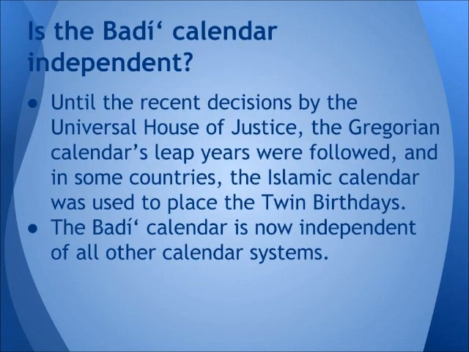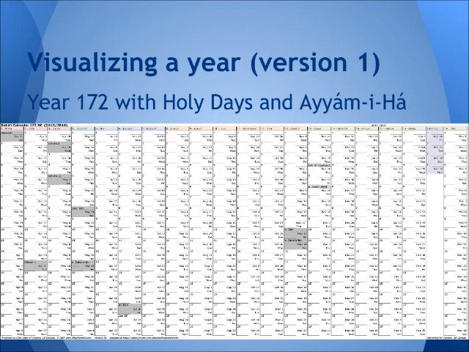Until the recent decisions by the Universal House of Justice, the Gregorian calendar's leap years were followed, and in some countries the Islamic calendar was used to place the twin birthdays, but the Badi calendar is now, as of 2015, independent of all other calendar systems. So here is a visualization of a year, and this is the first version. We'll have some others to show you. This is year 172, and it shows the holy days and the Ayyam-i-Ha, which are the intercalary days.